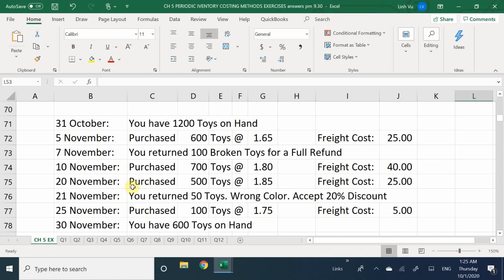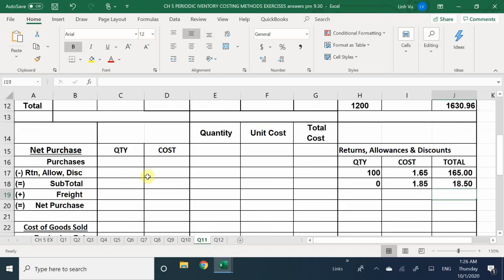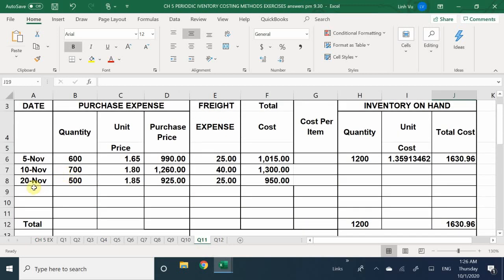All right. So then, next we're going to be encountering November 25th. Okay, November 25th, you bought 100 toys at $1.75. Freight is going to be $5. So here, we're going to recognize November 25th, 100 toys at $1.75 with a freight of $5, bringing us to a total of $175 plus $5, which brings it to $180.